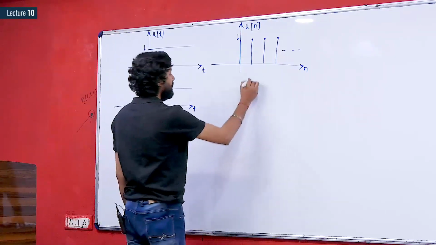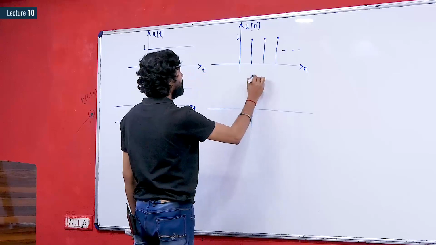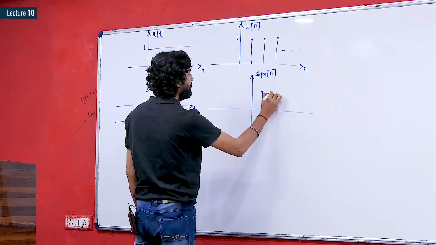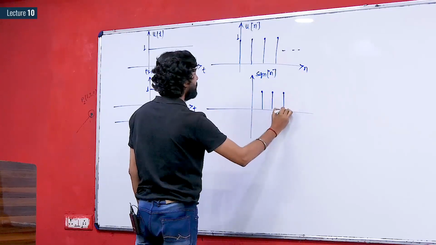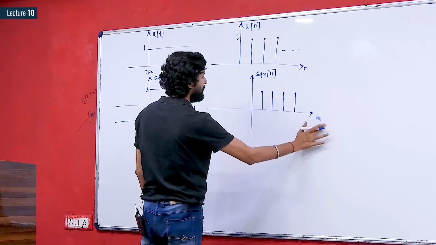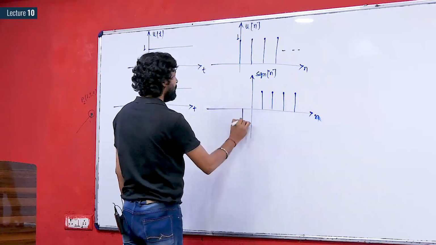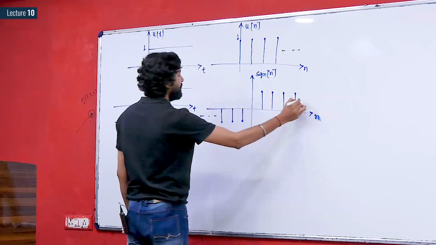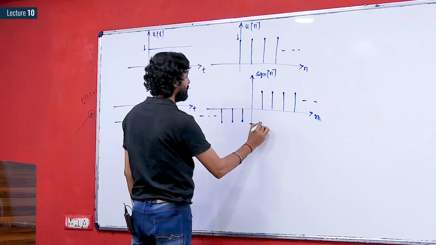Similarly, you have defined the discrete time signum sequence, that is signum of n, and you have taken the same values, either +1 or -1, but now the signal is discrete, so it has values only for integer values of n. The signal is like this, having +1 and -1 values existing from -infinity to +infinity. These values are -1 and +1.